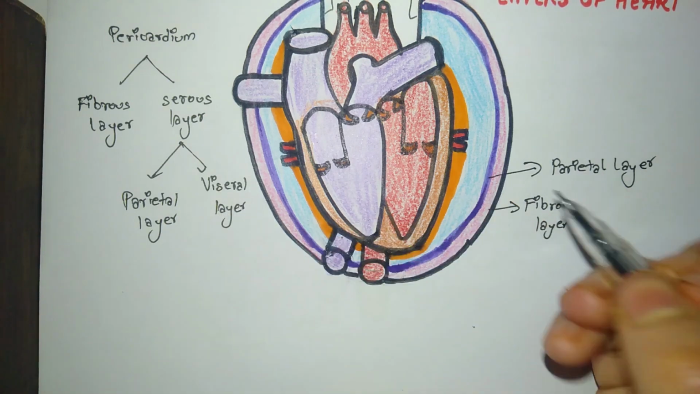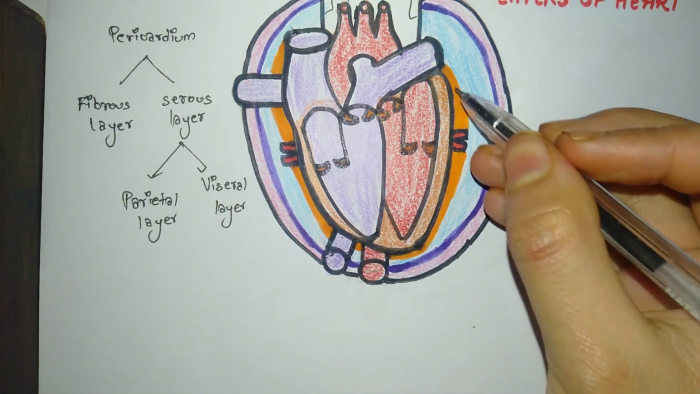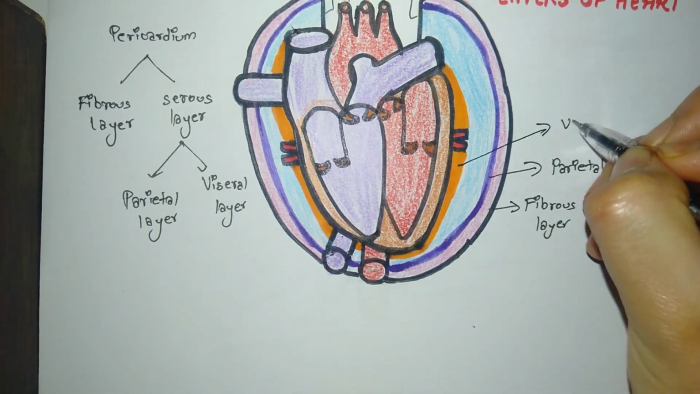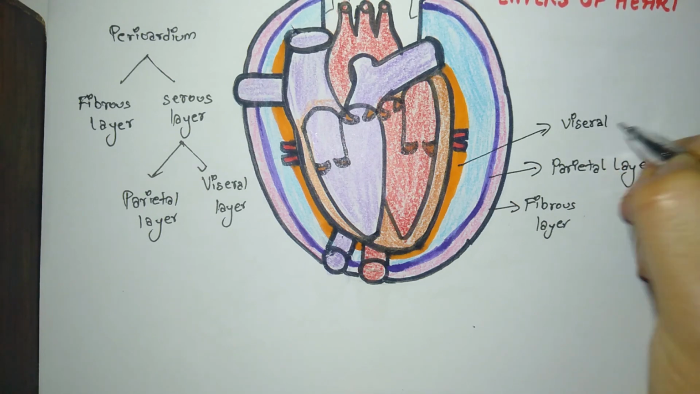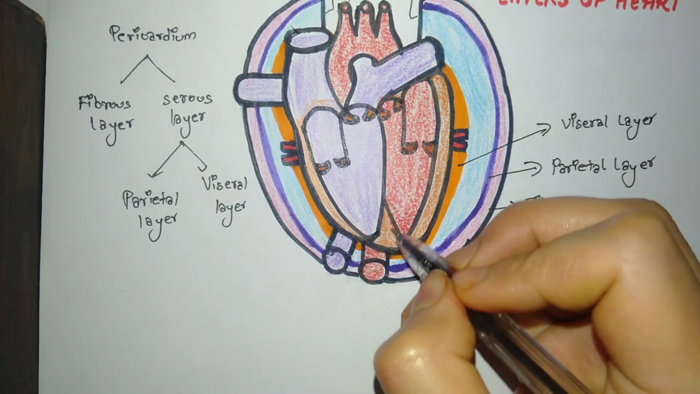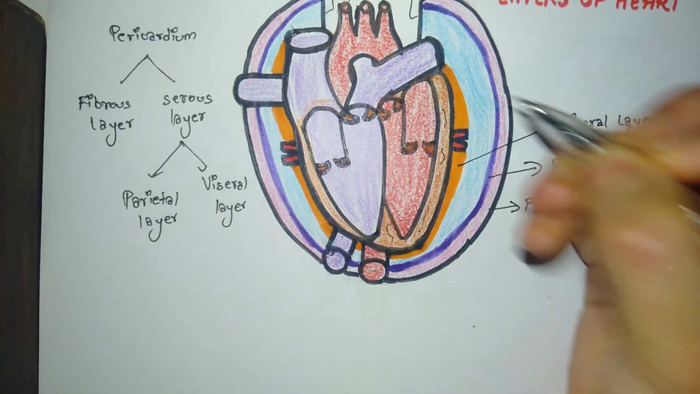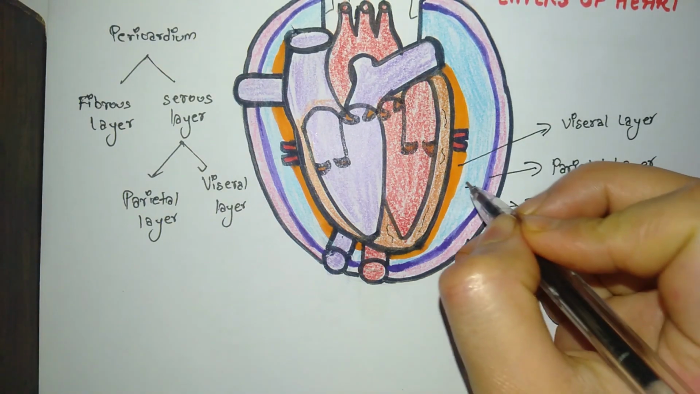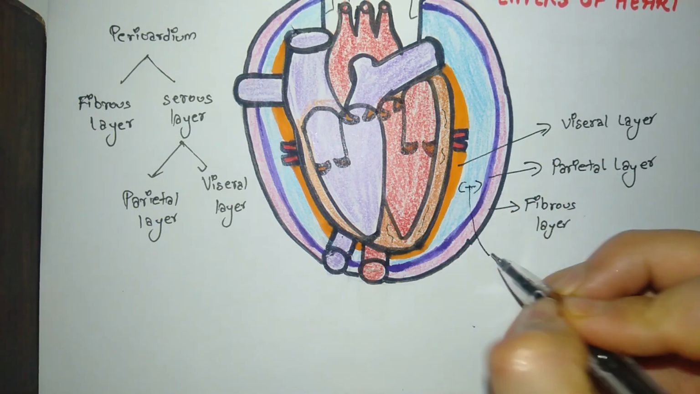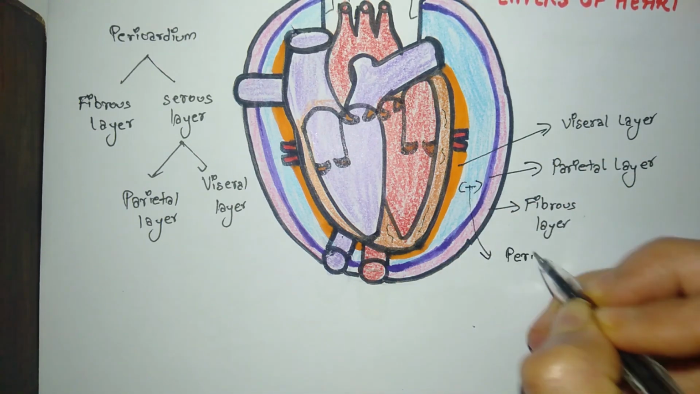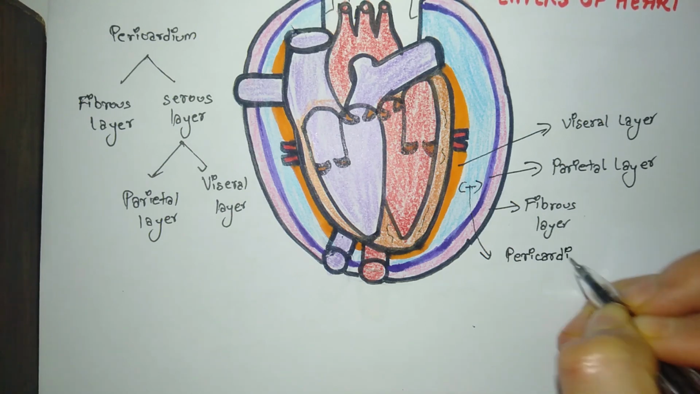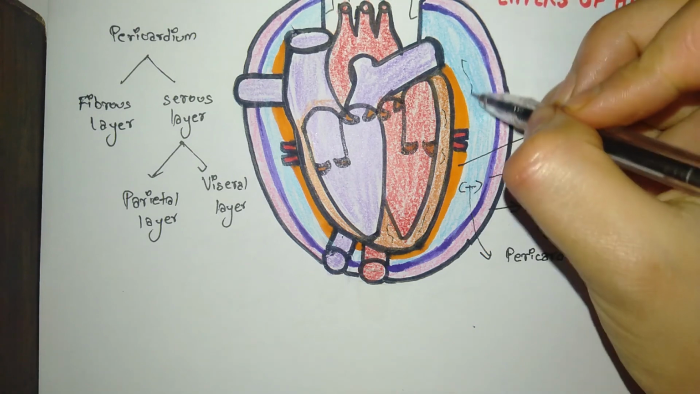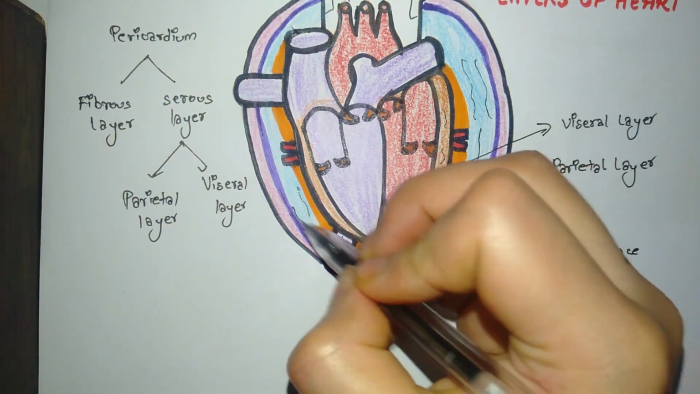And the visceral layer, the layer which is attached with the myocardium, this orange color here, this is the visceral layer. It is attached with the myocardium, and this part is the myocardium, which we will discuss later. And there is a space between the parietal and the visceral layer, and this space is known as the pericardial space. And the fluid is secreted through the serous layers into this space.